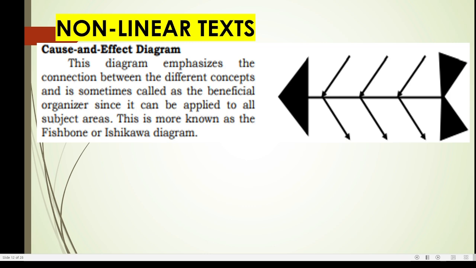Now, let's talk about some nonlinear texts that you may use in transcoding or simplifying information. The first one is the so-called cause and effect diagram. This diagram emphasizes the connection between the different concepts and is sometimes called the beneficial organizer because it can be applied to all subject areas. This is more known as the fishbone or Ishikawa diagram.